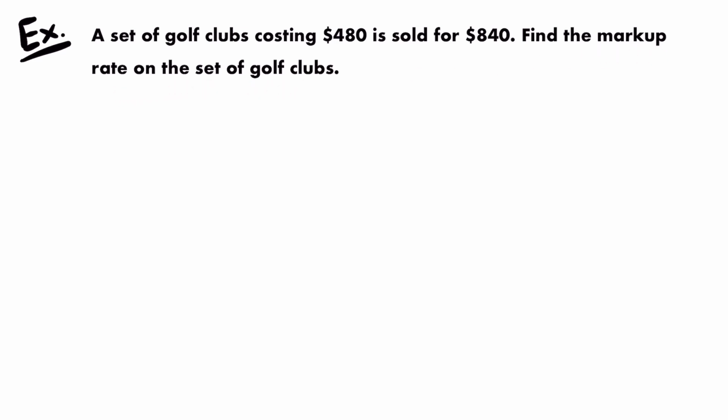All right, so once again, we are going to be using that same formula. We're going to be using it for all of these problems. It says that the selling price is equal to the cost of the product plus the markup rate times the cost. And so what are we given in this problem? Well, the set of golf clubs cost $480, so that would be the cost C.